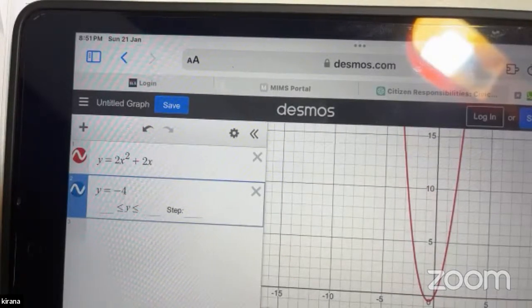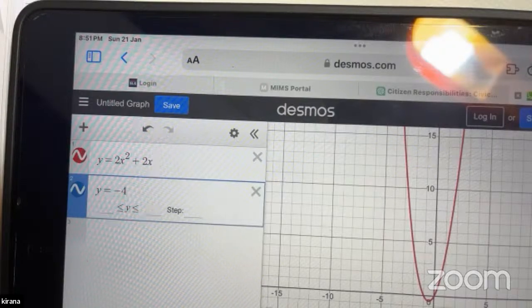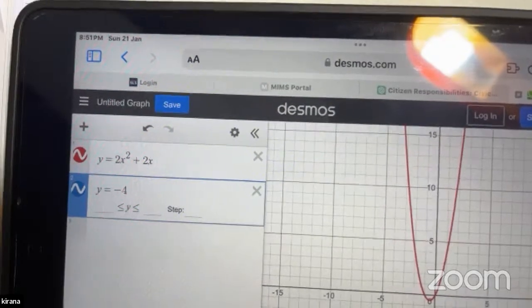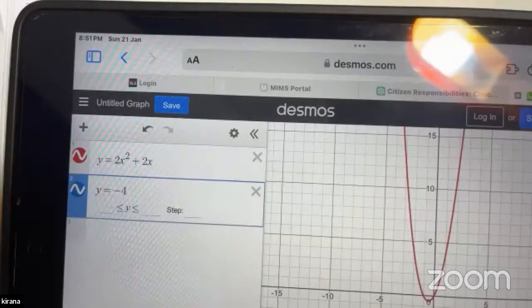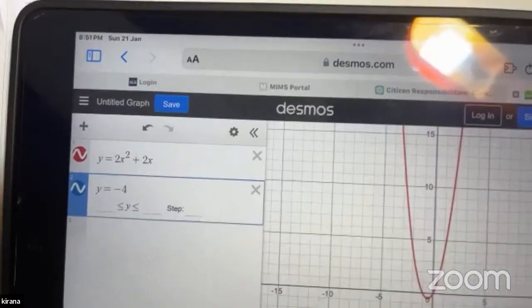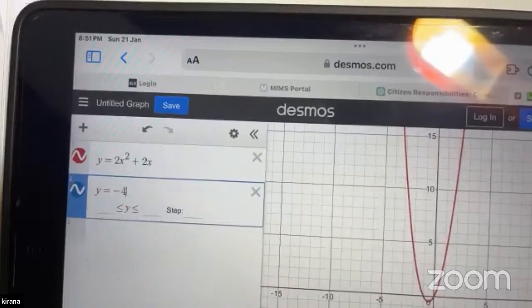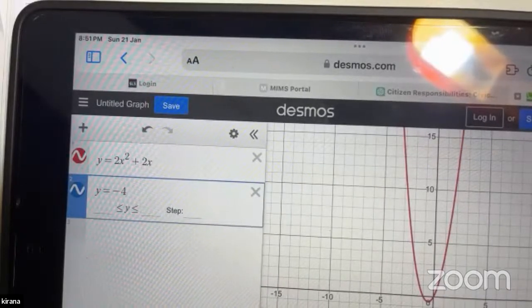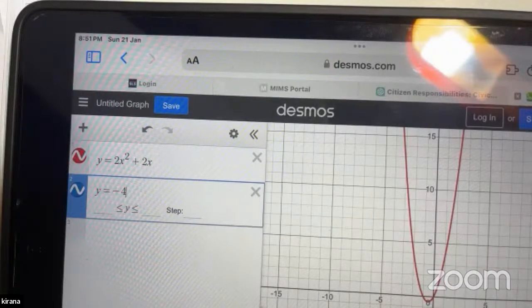Now, 2x squared plus 2x is bigger than -4. Well, does the Desmos tell you that? The graph 2x squared plus 2x is in front of you, the red graph. The -4 is another graph, a straight line, the blue one. Is the red one always bigger than the blue one? No.